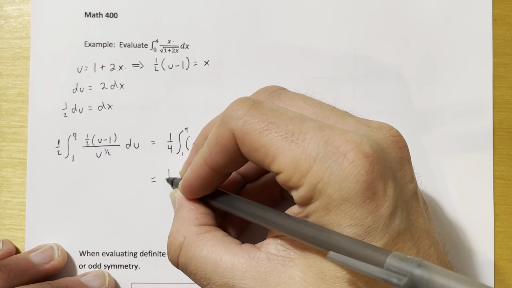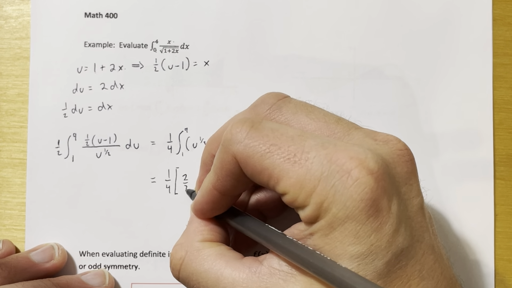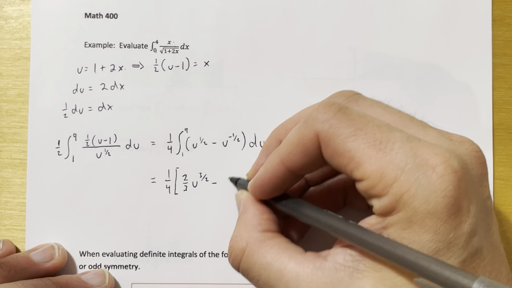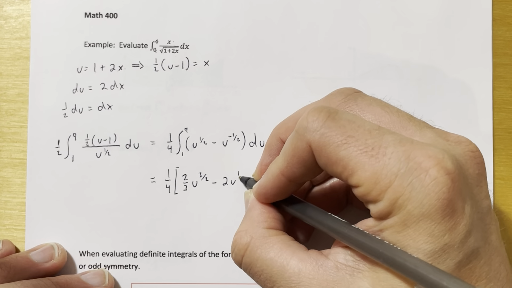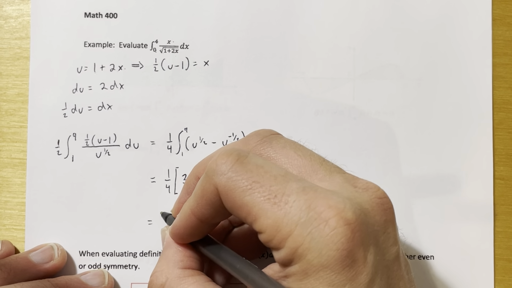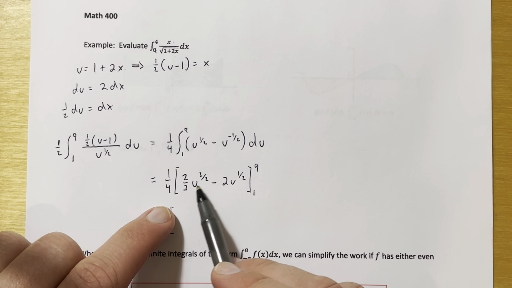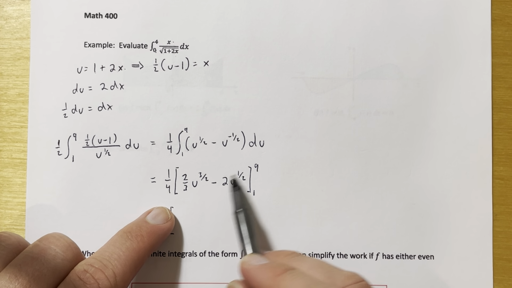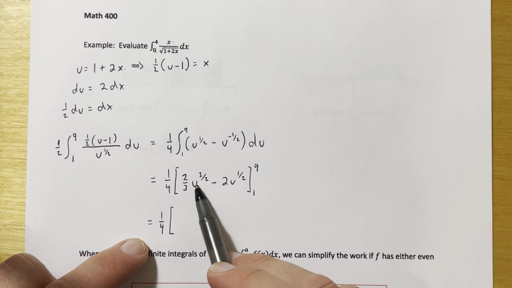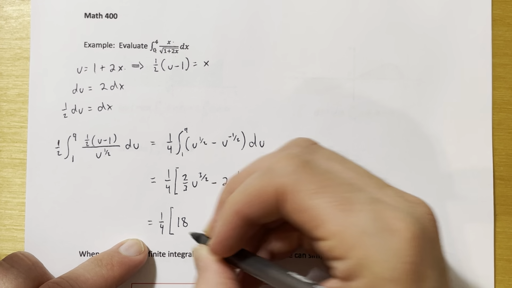Now I can integrate. This becomes 1/4 times, this is going to become 2/3 times u to the 3/2, minus, this will become 2u to the 1/2. And we're evaluating from 1 to 9 here. Okay? 1/4 times, all right, so 2/3. What is 9 to the 3/2 power? That's the square root of 9, which is 3, cubed, which is 27. So this becomes 27 divided by 3, which is 9, times 2 is 18. I'm going to get an 18 there.